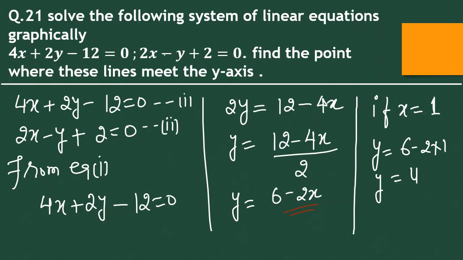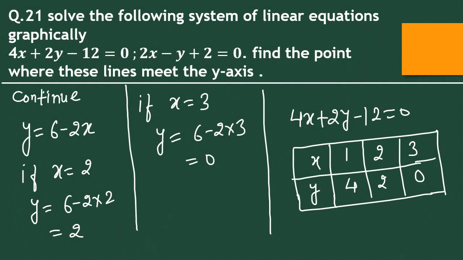If I keep x equal to 1, I'll get y equal to 4. Similarly, if I take x equal to 2, I'll get y equal to 2. And if I take x equal to 3, y equals 0. I tabulated all the values which were calculated by me. So here I'm writing all the values. I took 1, 2, 3 for x. Corresponding values for these: 4 for 1, 2 for 2 and 0 for 3, as you observe.